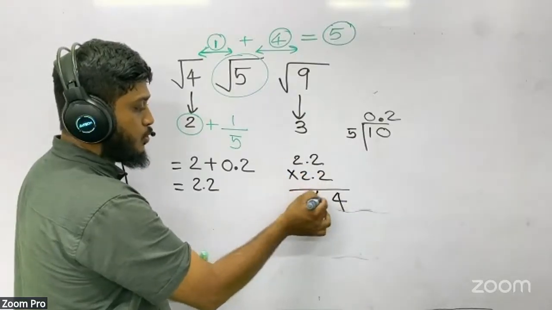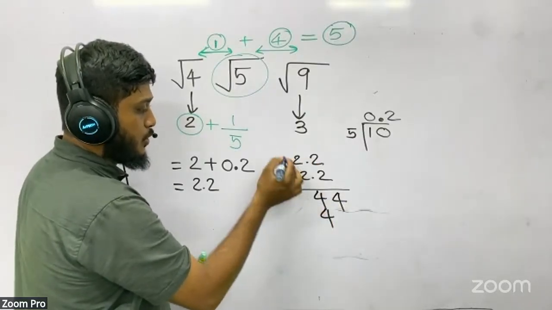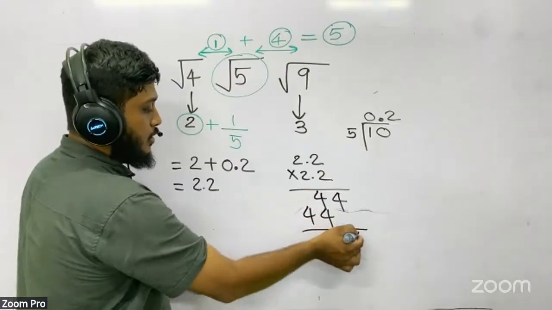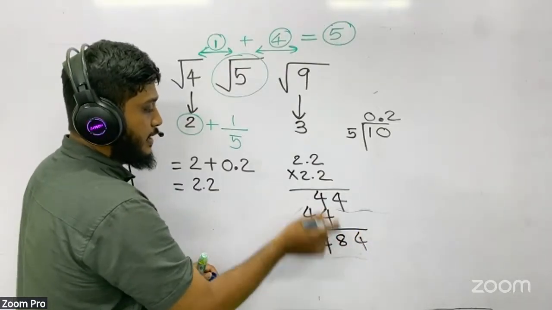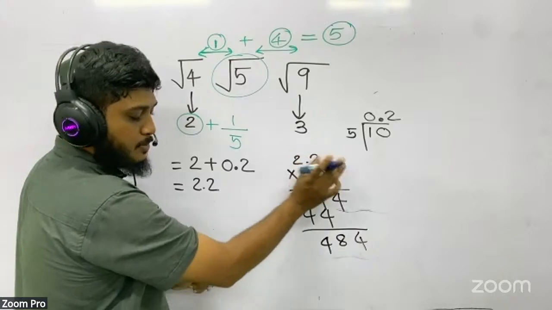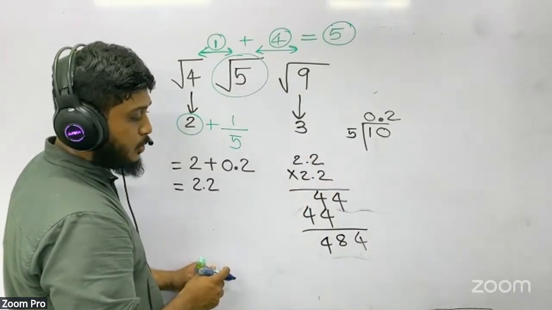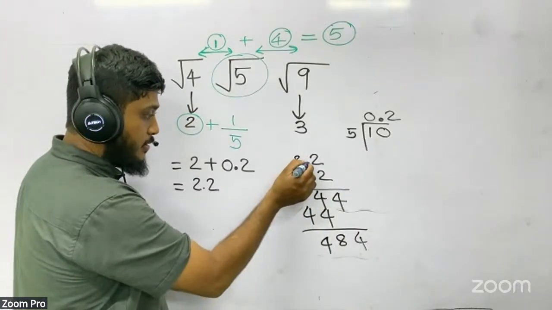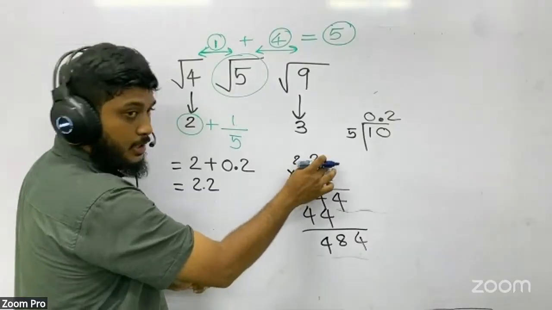This 2 into 2 also 4. So add all these: 4, 8, 4. When you're adding this, don't consider the decimal points, just multiply. So we get 484. Now after that, see, after this decimal point, there is one number.